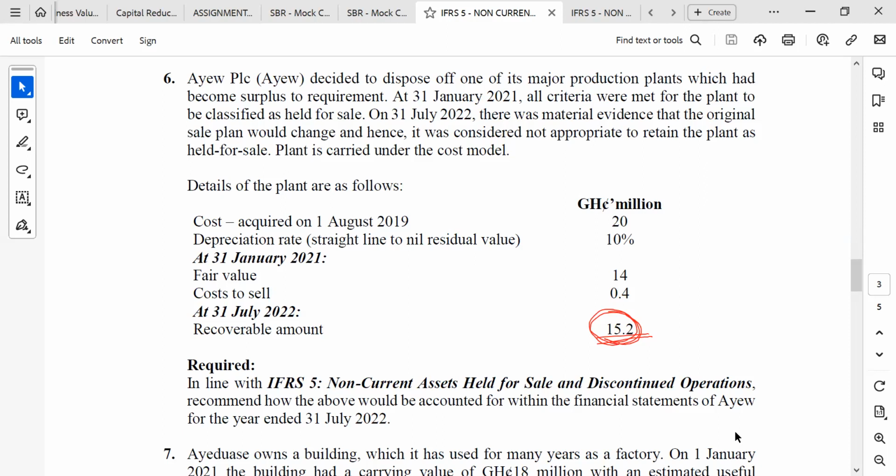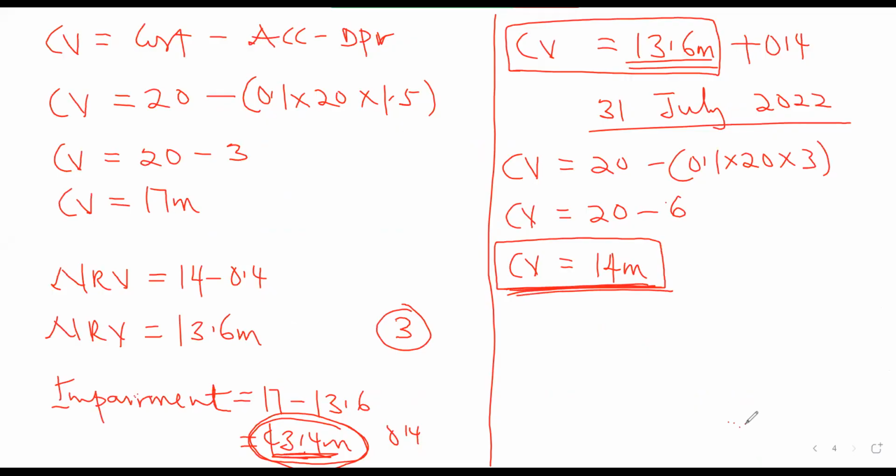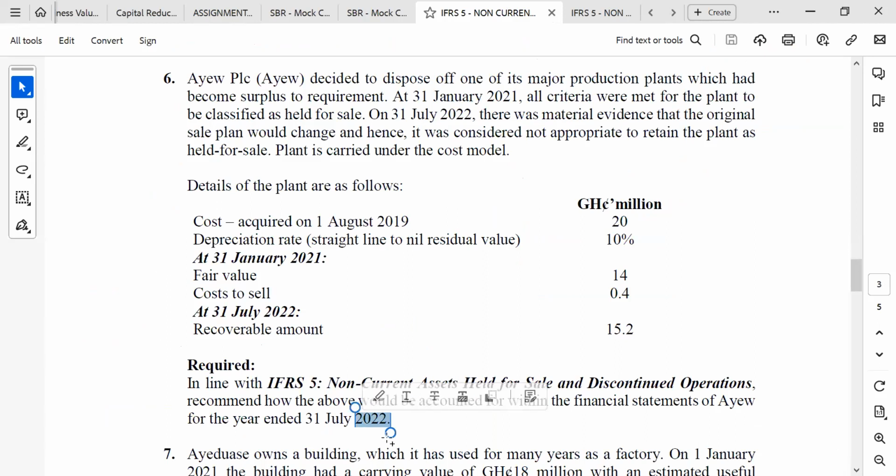Then you compare that carrying value with the carrying value you have in the books of the company after the classification. Any adjustment will be the difference between the two. If you look at this figure, we have 13.6 in the books and it should have been 14 million. So we add 0.4 to make it 14 million. What is the question asking us to do? They are asking us to show the entries.